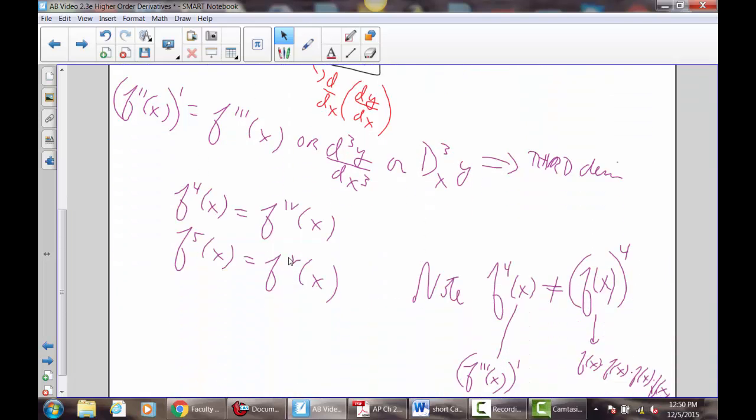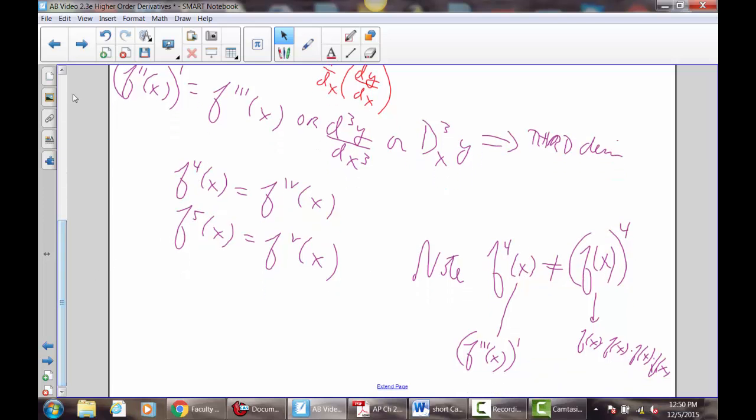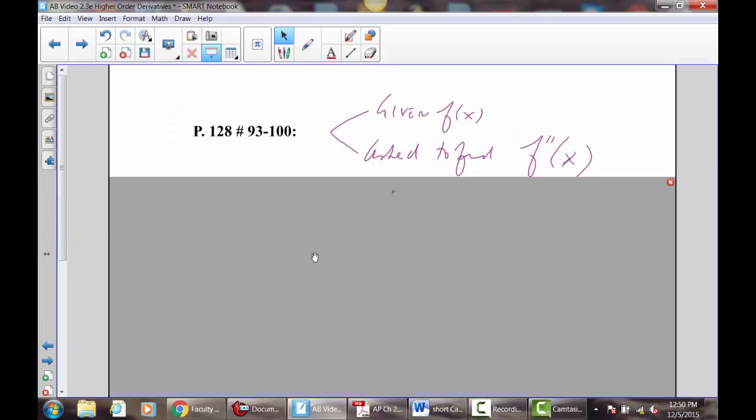Fourth derivative, sometimes they'll use Roman numerals, sometimes they'll just use a regular number. Please be aware of the fact that the fourth derivative at x does not mean f of x to the power of 4. That's not at all what it means. Okay, so here's some examples.